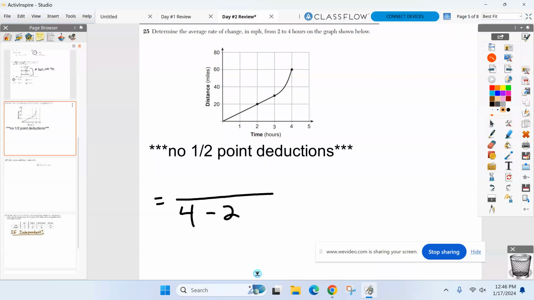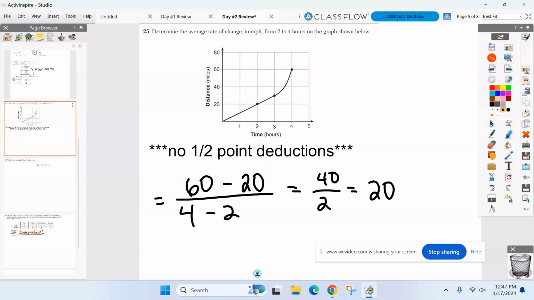Now, in this case, they provide a graph. Sometimes they provide a table. Sometimes they provide an equation to find your y values. Yes, Harper? If there's a table, is it always the top one is the x and the bottom one is the y? Or the left is the x and the right is the y? Yeah. Yep. So 4 minus 2, now I got to find what y value corresponds with 4. That's going to come from the graph. So x value of 4, my y value is 60. So 60 is going to go up here. Minus, now my y value for 2, 20. $40 over 2, 20.